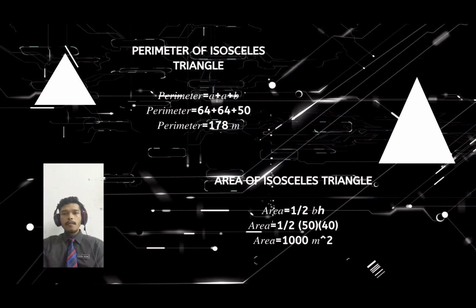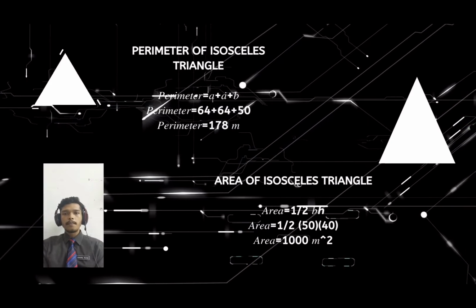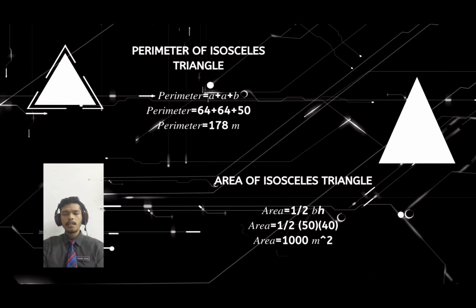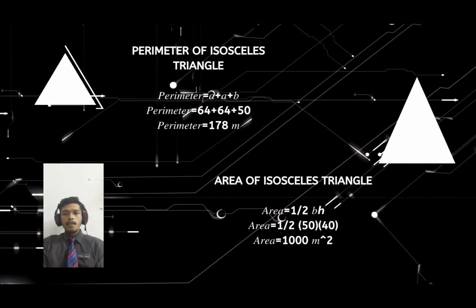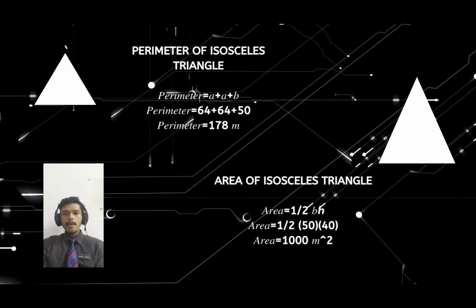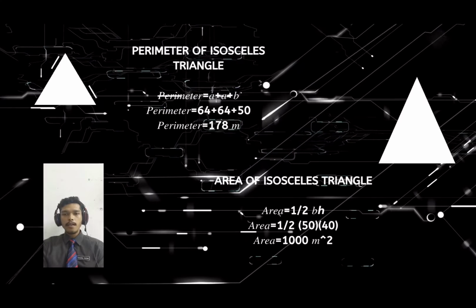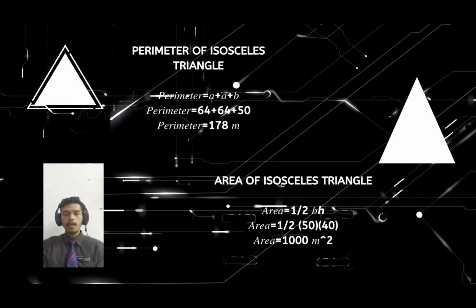We can find the area of an isosceles triangle by using the formula 1 over 2 times B times H, where B is the base of the isosceles triangle and H is its height. We just substitute 50 for its base and 40 for its height, and we get the area of the isosceles triangle is 1000 meters squared.